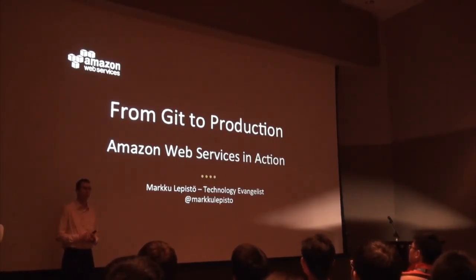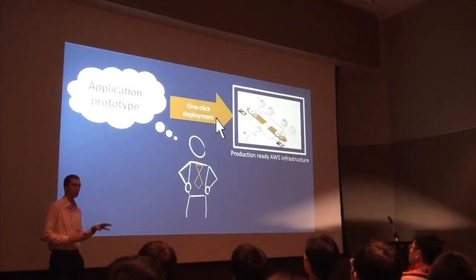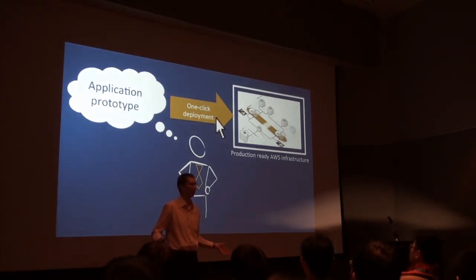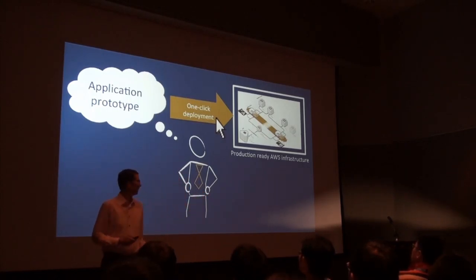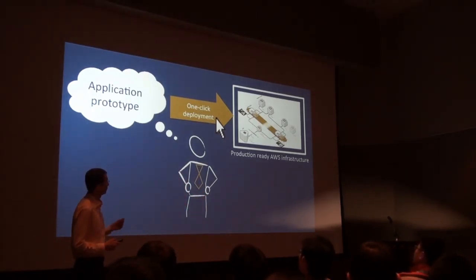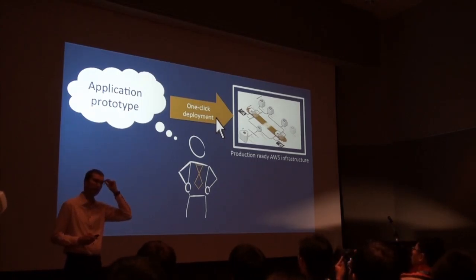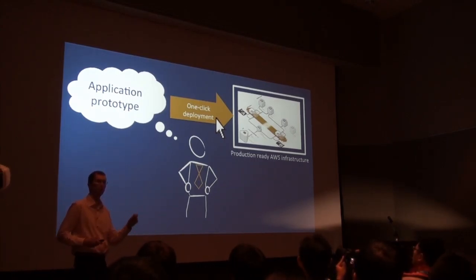And today we would like to show you what we call from Git to production. So basically Amazon Web Services in action. I will just show you a couple of slides. This is not death by PowerPoint. I show you a couple of slides, and then it's live demos after that. So let's hope it works. So the idea, what we would like to show you, is how to go into production from an idea into application in production as fast as possible.